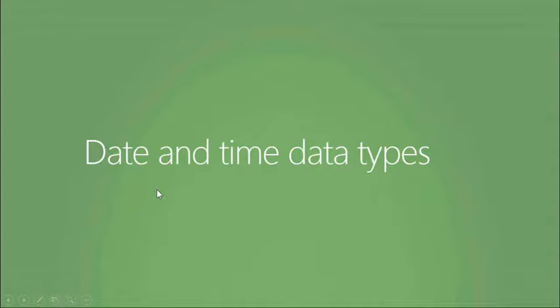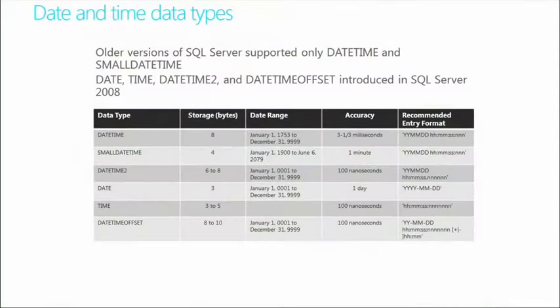So let's go ahead and talk about date and time data types. We did a little bit of a demo on that. We would do some conversion with the parse. But we have some data types here. Older versions supported datetime and smalldatetime. We now have datetime2 and datetimeoffset that were introduced in SQL Server 2008. We can use these for determining the type of date or time or a portion of the date and time that we want returned to us.